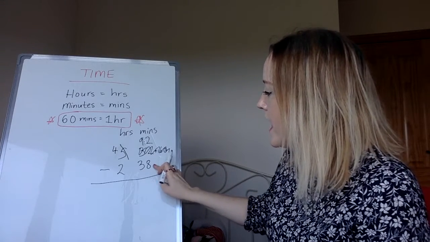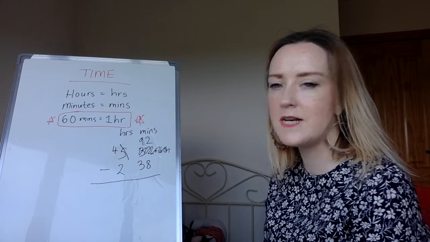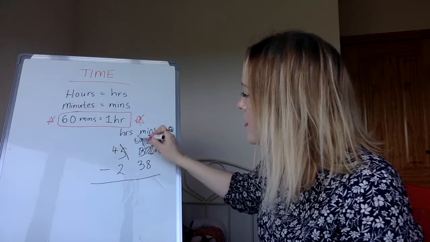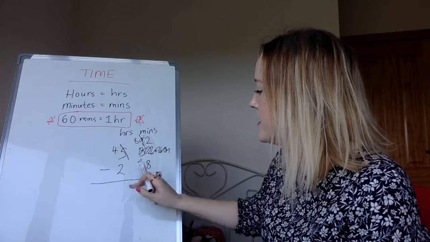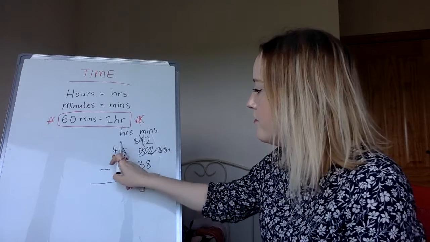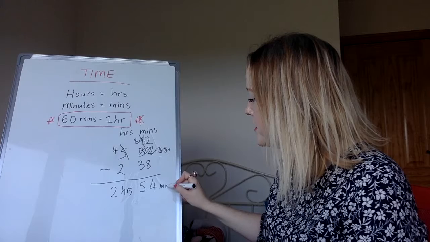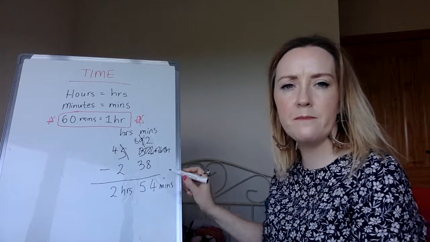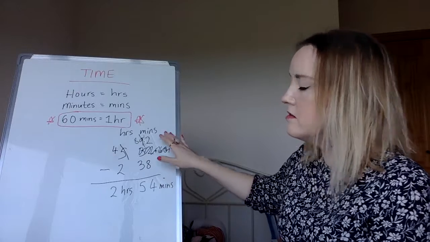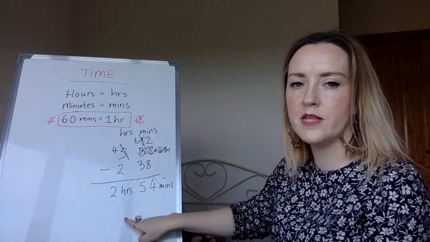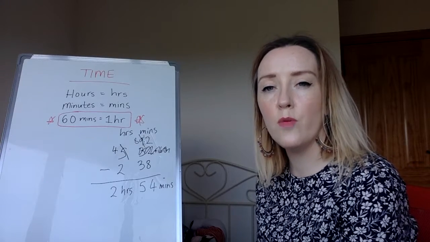And I have 8 from 2, I cannot do. Okay, so I'm going to borrow over here. And we have 12 minus 8 is 4. And 8 minus 3 is 5. 4 minus 2 is 2. 2 hours, 54 minutes. Okay, I hope that's making sense. Do your rough work anywhere you want to, okay? But this is your answer equals 2 hours, 54 minutes, okay? So I hope that makes sense.